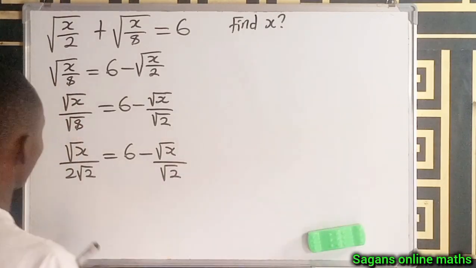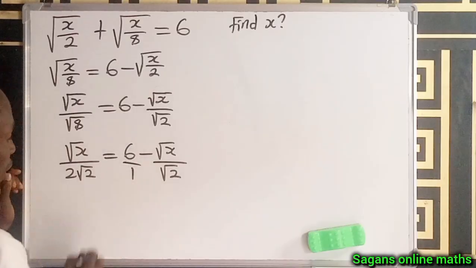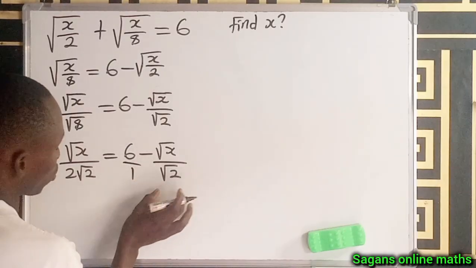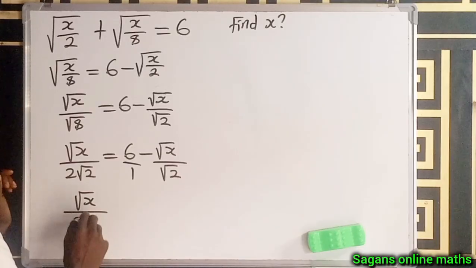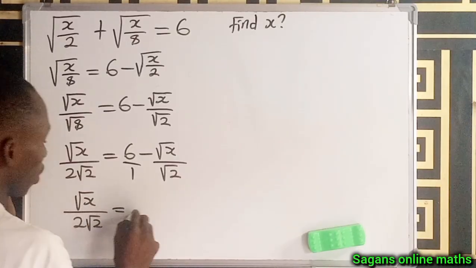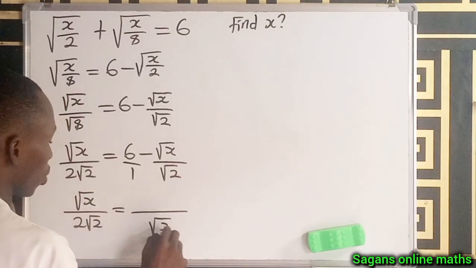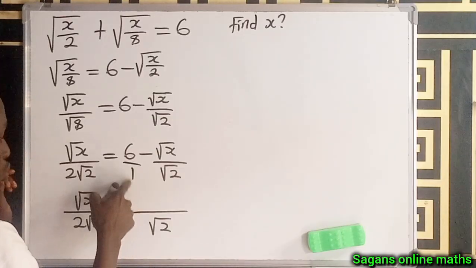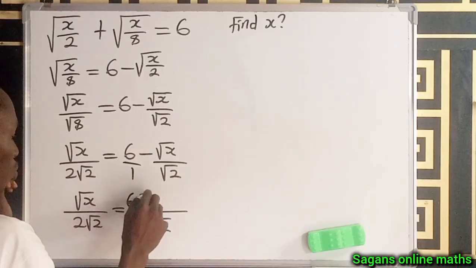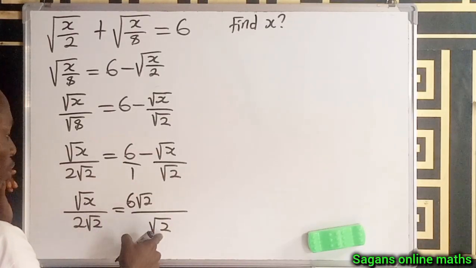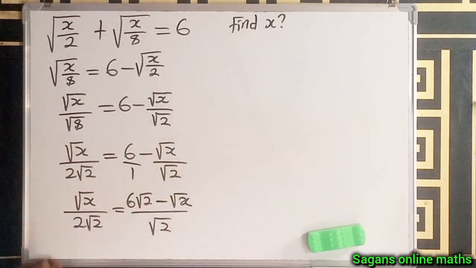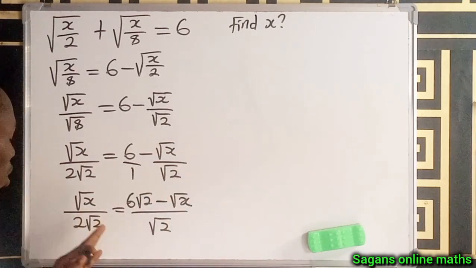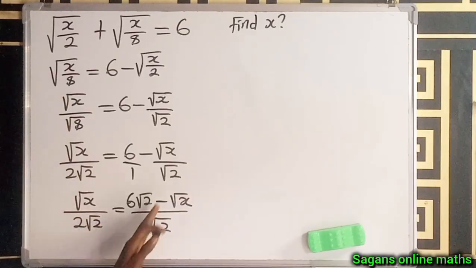On this point, we know that the denominator of this 6 here is 1. What is the LCM between 1 and root 2? It is root 2. So this is root x divided by 2 root 2 is equal to, the LCM is root 2. Root 2 divided by 1 will give us root 2. Root 2 times 6 will give us 6 root 2. Divide this by this, we have 1. 1 times minus root x. This is minus root x. Fine.